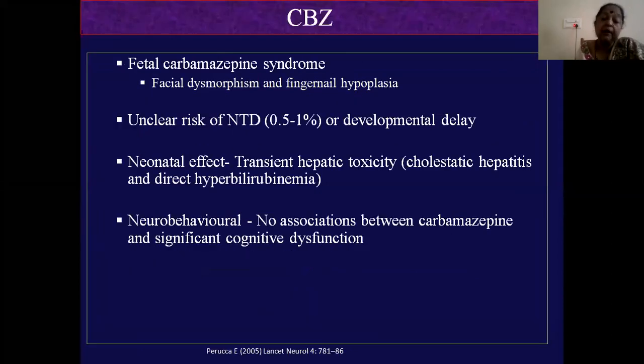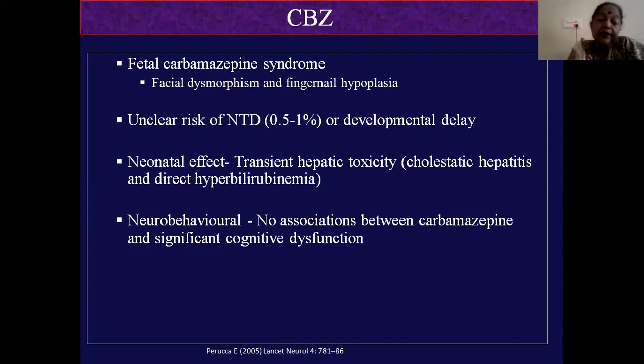Now, what we should know about fetal carbamazepine syndrome is facial dysmorphism and fingernail hypoplasia, and there is an unclear risk of neural tube defect or developmental delay whenever the patient is on carbamazepine.